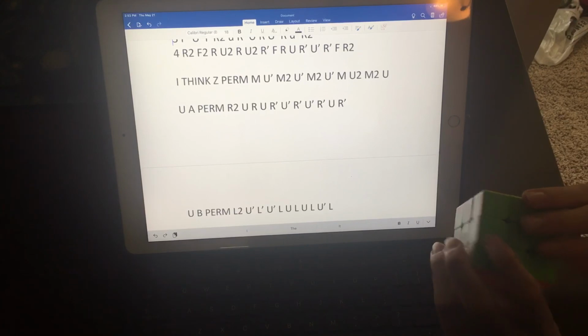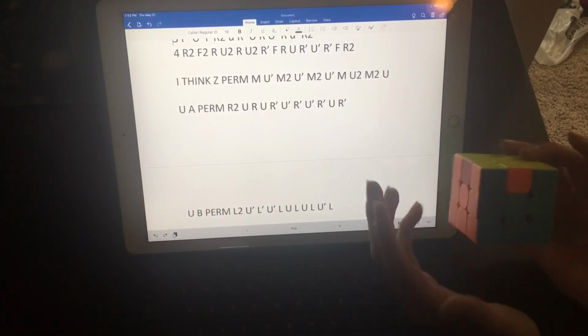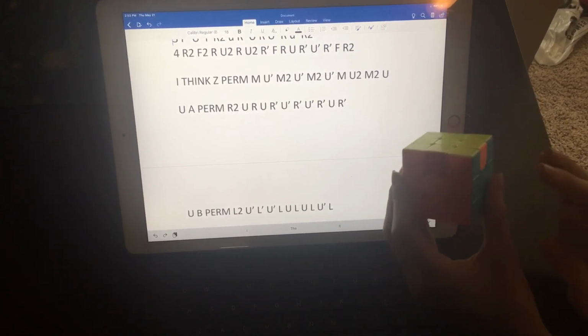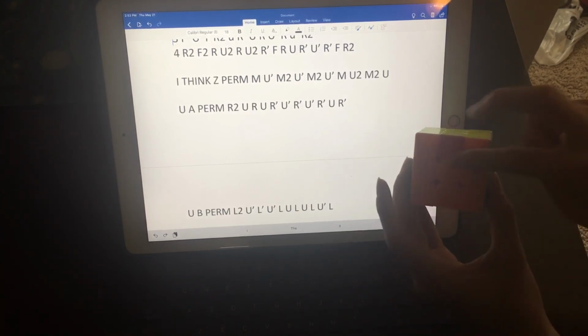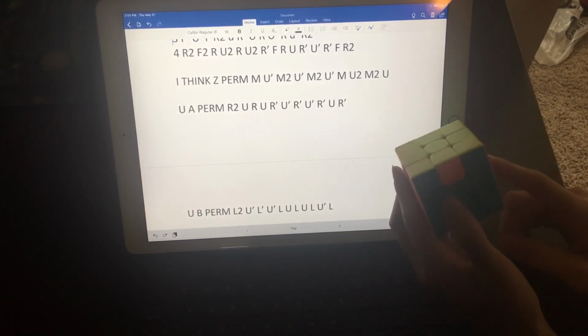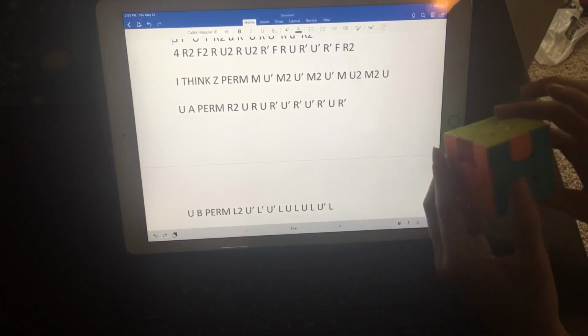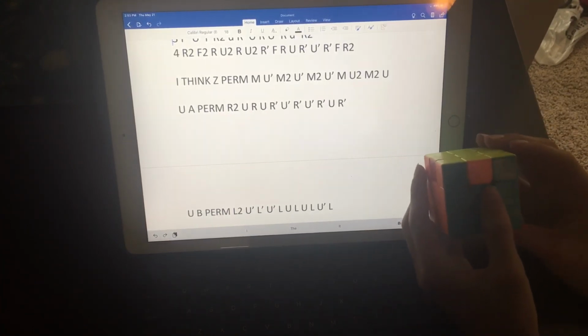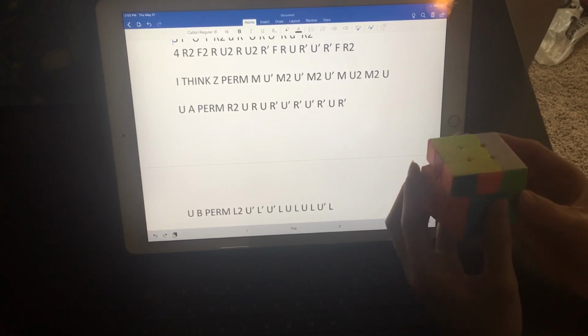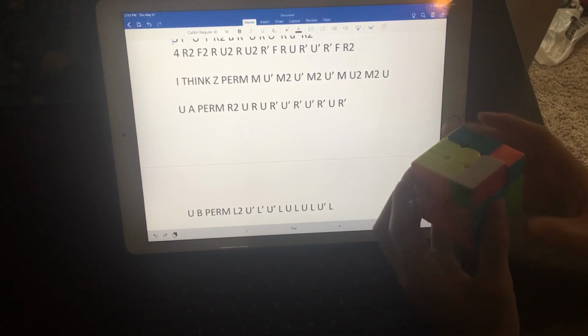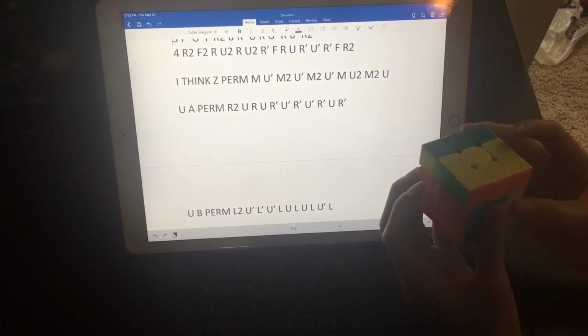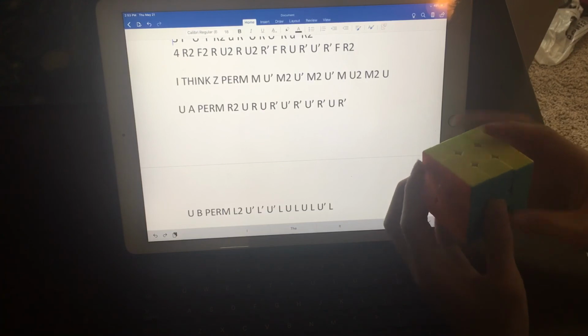Solve side goes in back, and you will know it will be a UA perm if this dot goes to the left. If it goes to the right, it is a UB perm. So you would do this algorithm. R2, U, R, U, R prime, U prime, R prime, U prime, R prime, U, R prime.